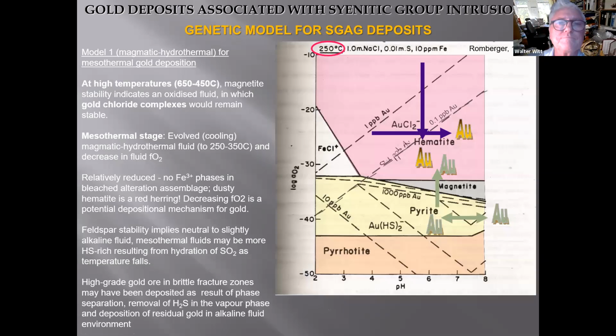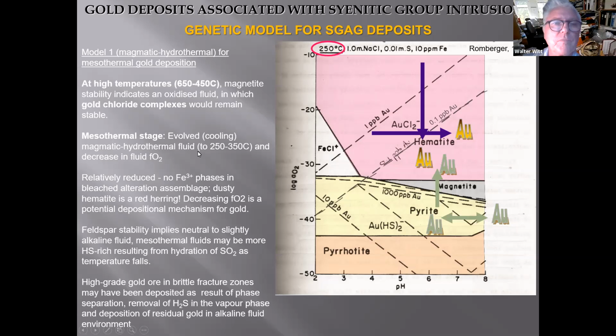So I move on now to a couple of rather speculative models. I've said already on a couple of occasions that the origin of the gold ore fluid in these SGEG deposits is ambiguous. So I'll present two alternative models here. The first acknowledges a magmatic hydrothermal ore fluid for the gold.